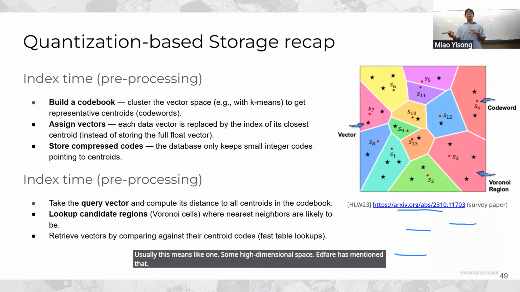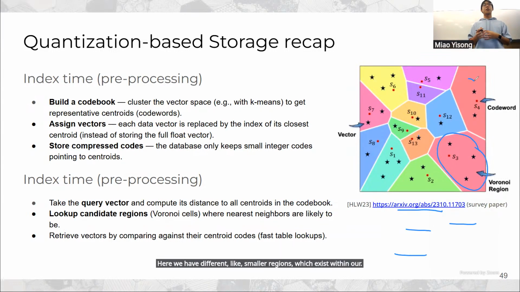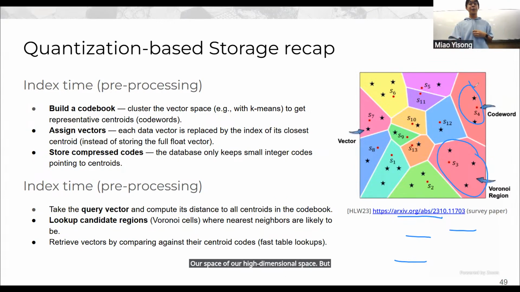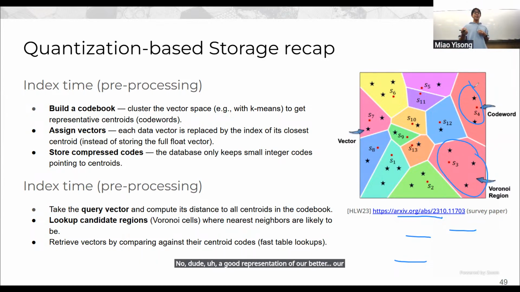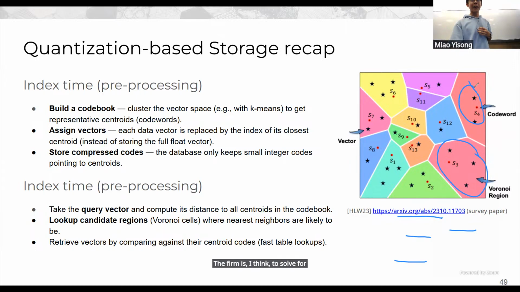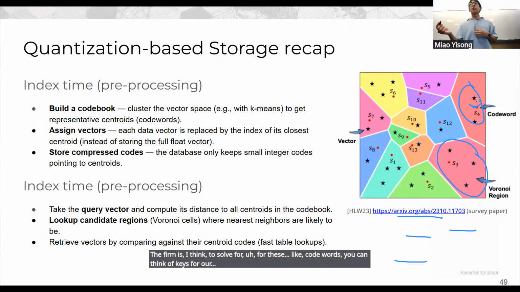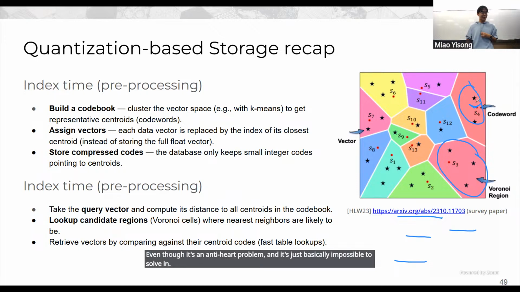And Fred has mentioned that it's good to divide this space into many subspaces, in which we have different smaller regions which exist within our high dimensional space. But then to actually solve for these spaces and build a good representation of our vector database is very difficult because of the high dimensionality. The problem is to solve for these code words, which you can think of as keys for our vectors. It's an NP-hard problem, and it's basically impossible to solve in any reasonable time.